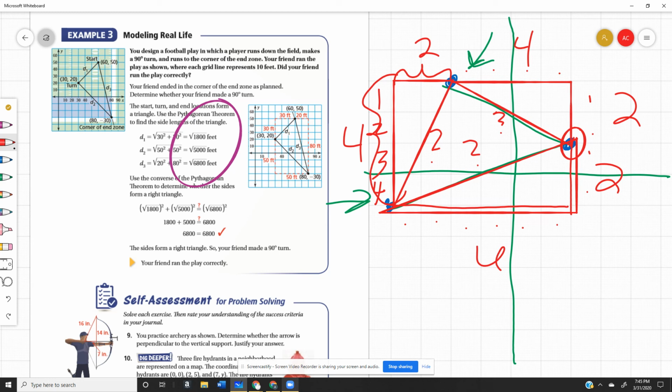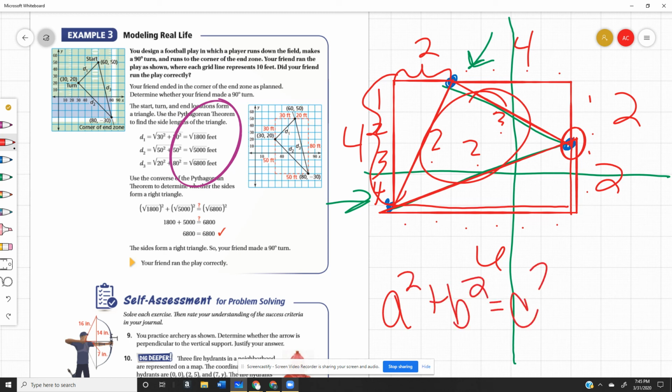Once I've found those 3 right there, I can use that information, plug that in, making my longest one the hypotenuse to figure out if a squared plus b squared equals c squared. That's basically the entire lesson again in a nutshell.